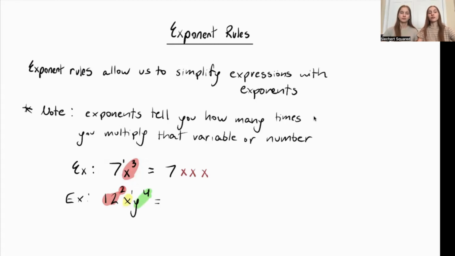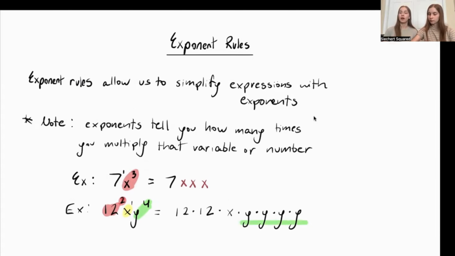That means we end up having 4 y's. If we were to write it out fully, this means we have a 12 times a 12. We have just 1 x being multiplied, and then we have 4 y's being multiplied together. Again, that exponent is really just telling you how many times you are multiplying whatever it is that has that exponent.